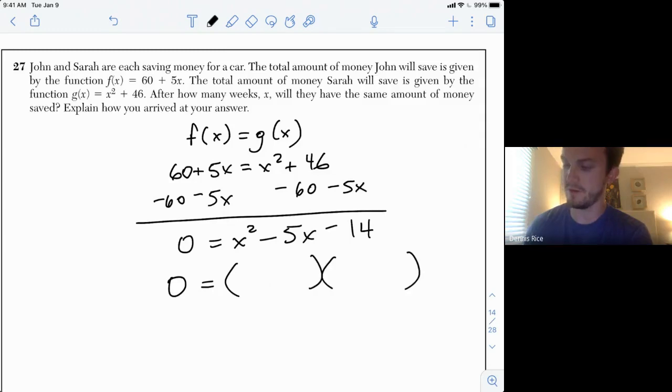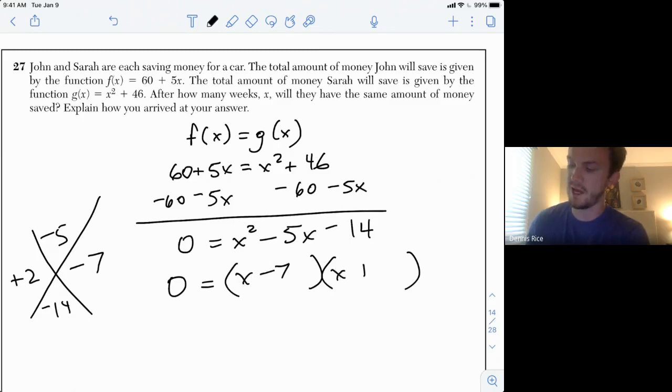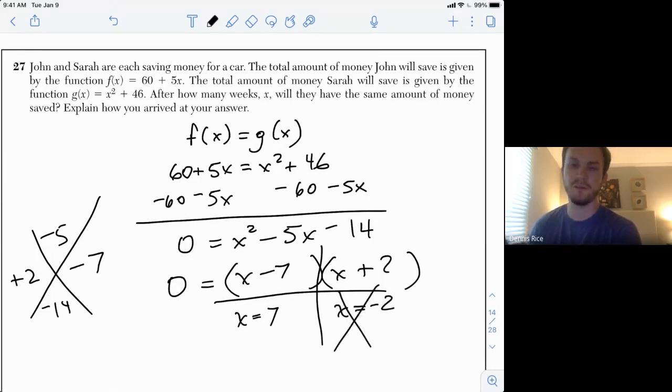What are the two bubbles if you do your sum product? What adds to negative 5 and multiplies to negative 14? We know it's a plus minus. Negative 7 and positive 2, good. Which means my answers are the opposite of that. We do our t-chart. My two answers should be 7 weeks and negative 2 weeks. So negative 2 is clearly going to be rejected. The answer to this is 7 weeks.